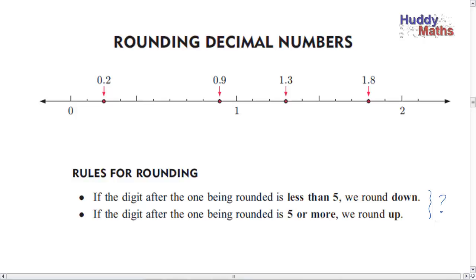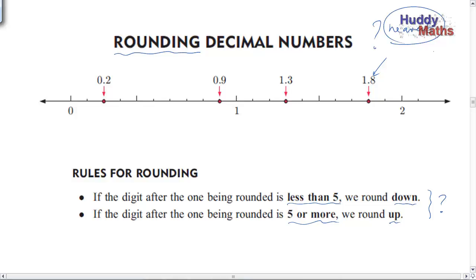Okay, here's the rule. If the digit after the one being rounded is less than 5, we round down. If it's 5 or more, we round up. Well, first of all, what's rounding mean? Rounding means you're going to, if you like, shorten the number of decimal places you're using, because some people might say, well, I don't want it that accurately. I don't want 1.8. I want to know it to the nearest whole number. This nearest idea is what we mean by rounding.